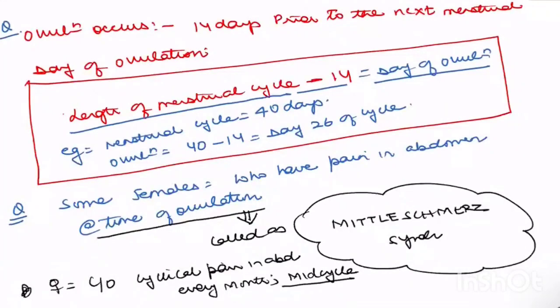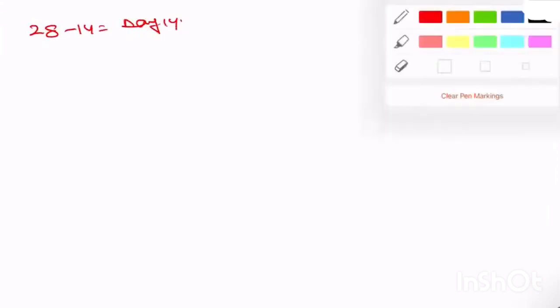Nothing. You simply have to give NSAIDs. Nothing else. अगर cycle 28 days की है तो 28 minus 14, that is day 14. ये तो बहुत easy है. And हम आज तक यही तो पढ़ते आए हैं कि 28 day की cycle में day 14 पे ovulation होता है. Right? Okay.